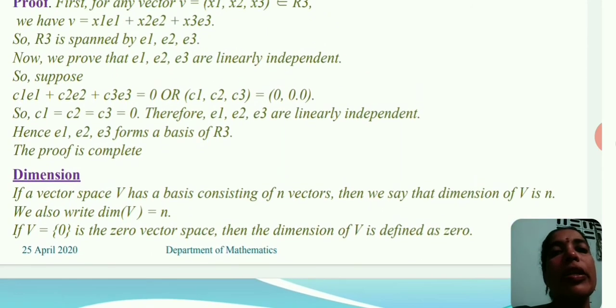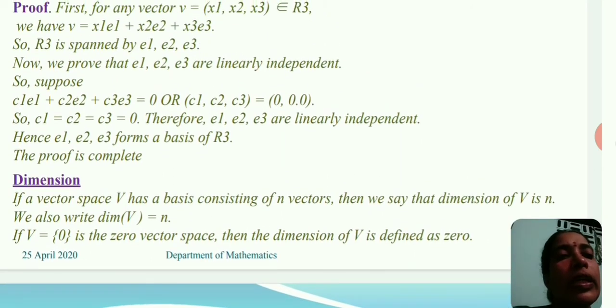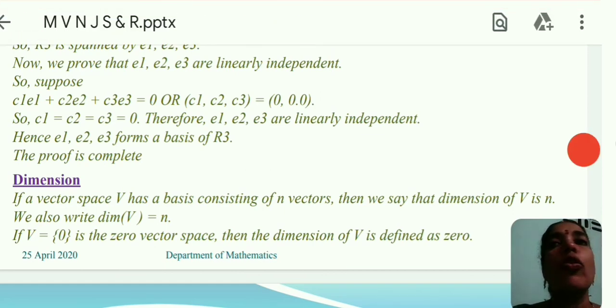Next, what is a dimension? See, this is a definition. This is also important. Dimension means if a vector space V has a basis consisting of n vectors, then we say that the dimension of V is n. We also write dimension of V is equal to n. Now if V is equal to the set containing 0, the 0 vector space, then the dimension of V is defined as 0.